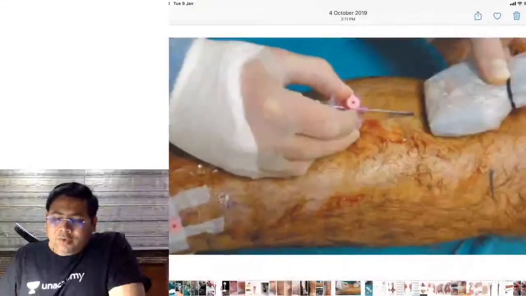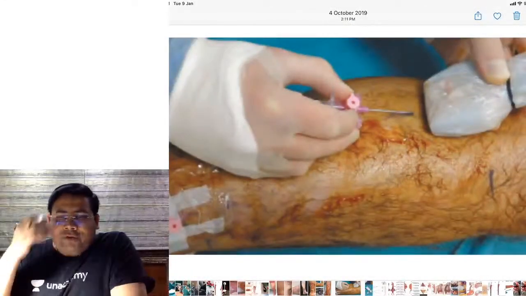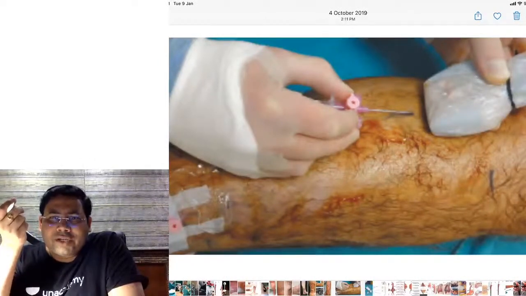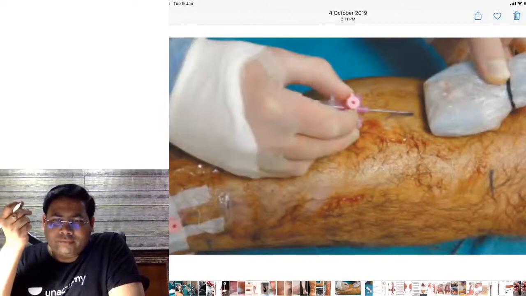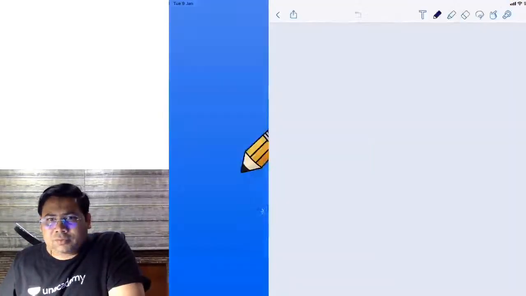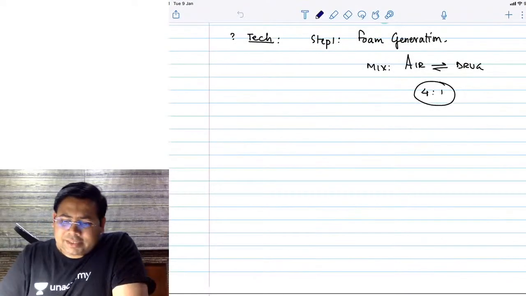Done? Now you cannulate the vein under the guidance of ultrasound and you inject it. Or simply, you can use it for telangiectasias, and for this you don't even require a cannula. You can use the insulin syringe and do this. Is that clear or no?